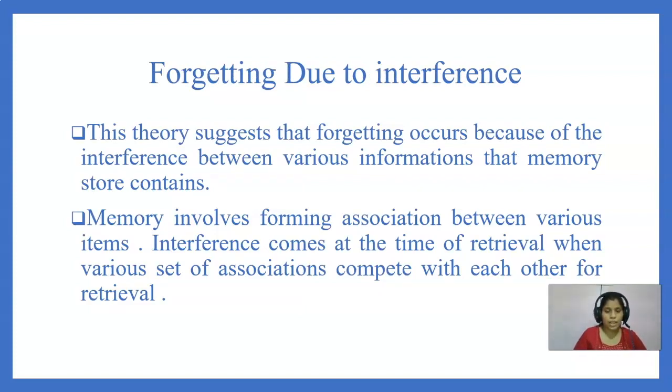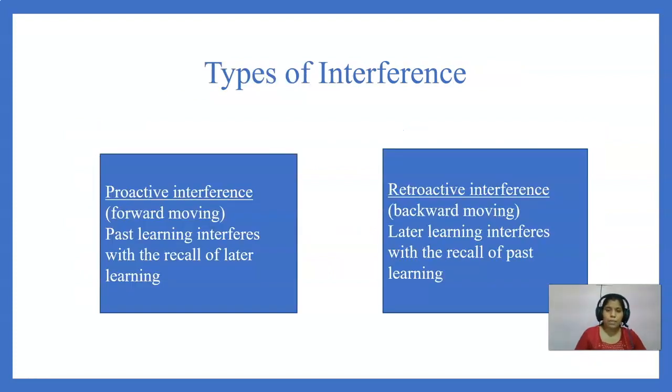Let me explain with an example. Suppose I study history, and after that I study geography. Whatever I learned in history may interfere with my memory of what I learned in geography, or it can be the other way, whatever I learned in geography may interfere with what I learned when I was studying history. So the memory of one event may prevent the memory of another event from developing, and that causes interference. There are two types of interference: proactive and retroactive. Proactive, also known as forward moving, means when past learning interferes with our recall of later learning.